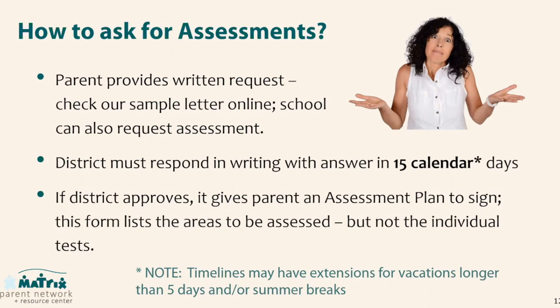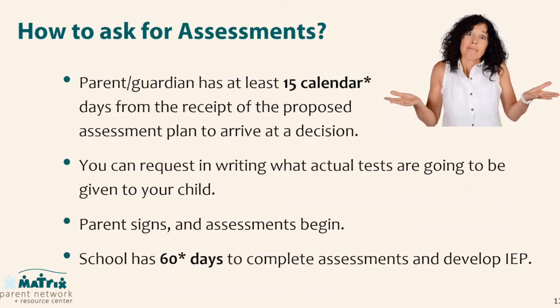Once you've gotten the assessment plan in hand, let me tell you the timelines. You have at least 15 days to decide if you want to sign the assessment plan and return it to the district. So there's not a specific amount of time that you have, but you have at least 15 days to return that. And once you sign the assessment plan, and once the district has it back in their hands, they have 60 calendar days to complete the assessment and to hold an initial IEP meeting. Again, these timelines are set in stone. These are specific timelines that by law have to be met.